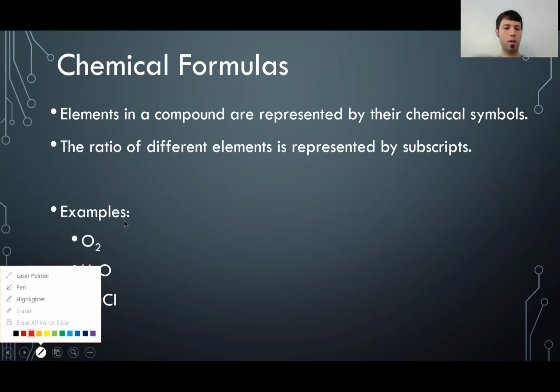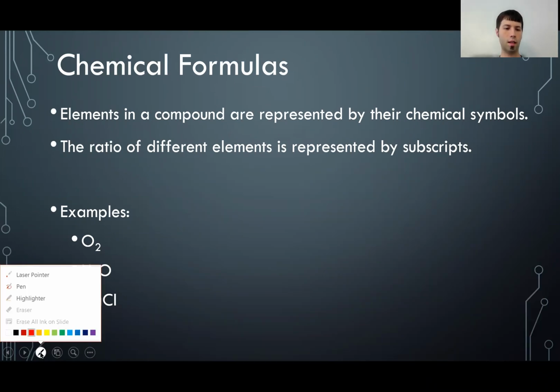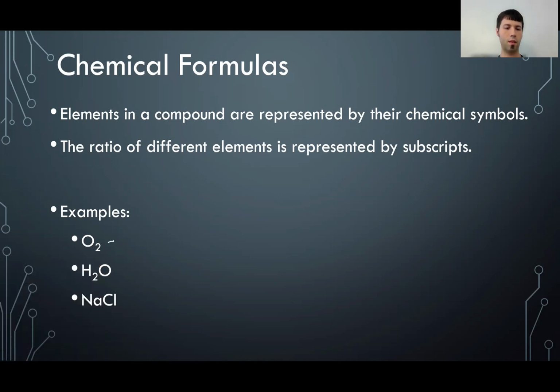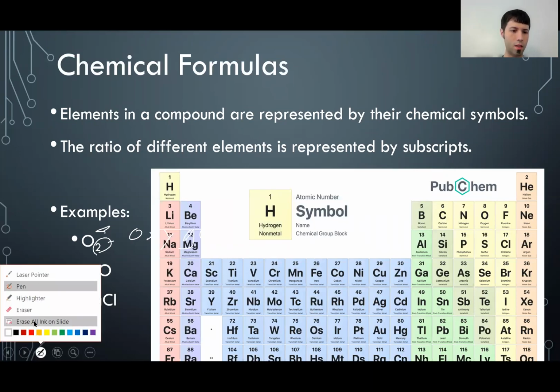So first example here is oxygen. Oxygen is O2. Let me pull out the periodic table there. Oxygen, that's the letter O. And you might notice it's the number 2 at the bottom. That's called a subscript. If it's up on top right here, it's called a superscript, but we don't have that. It's a subscript.